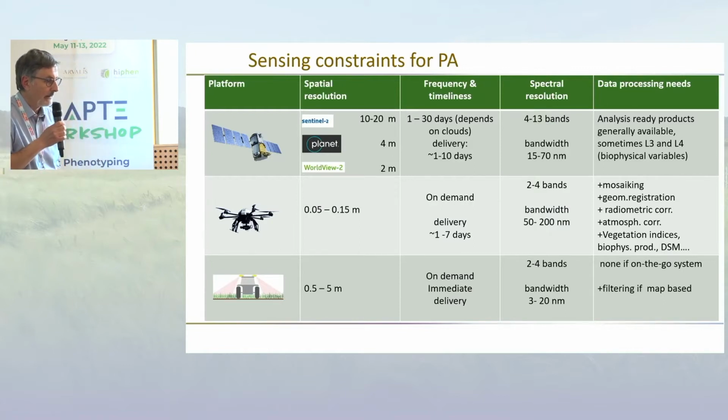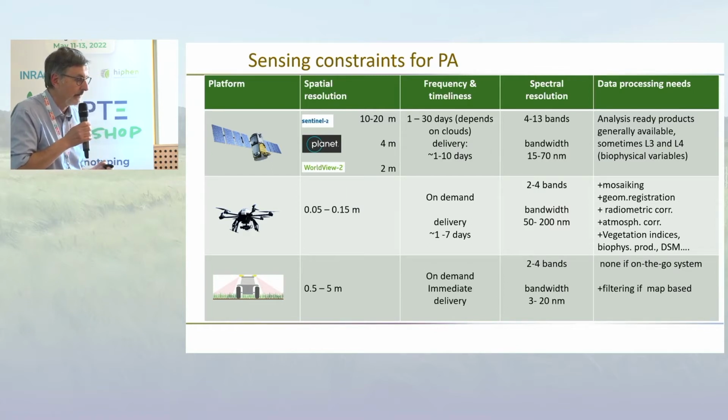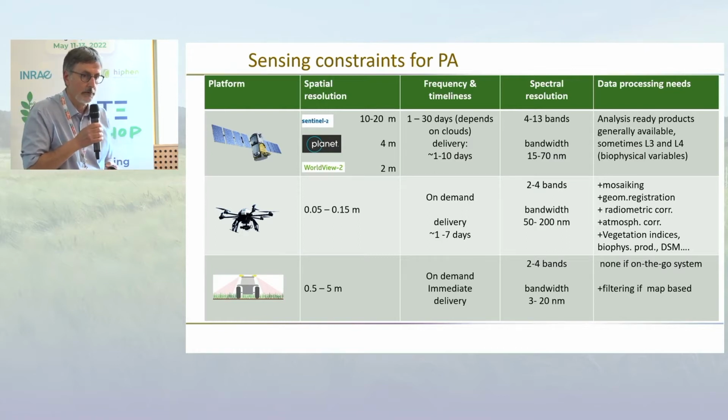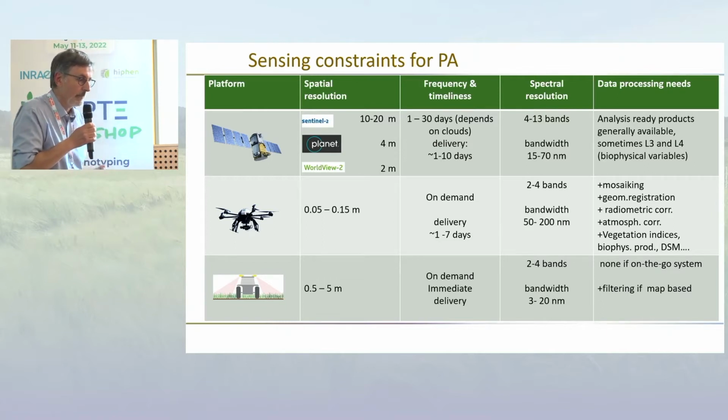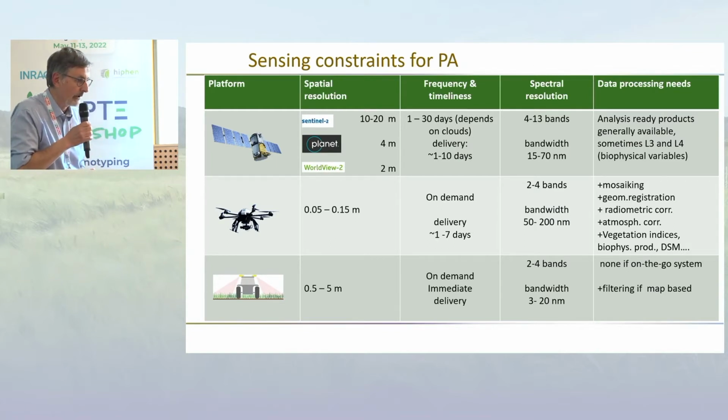So concerning the constraints for precision agriculture of the different platforms, that's something that's been already shown, so I will not go too much into detail. The only thing is maybe that some satellite products, most of the times, increasingly, are offered as ready products, so standardized products, and sometimes level 3 or even level 4 with physical variables and so on, whereas with drones it's not standardized, so a lot of processing is carried out by the company, so that's why it also increases the cost per hectare.